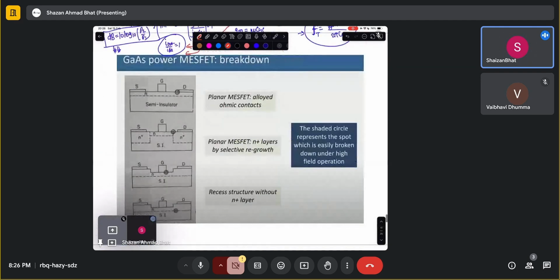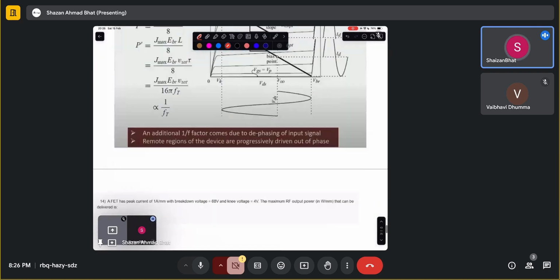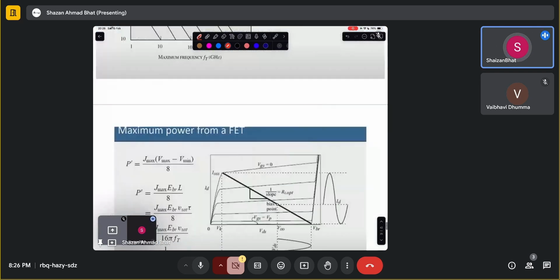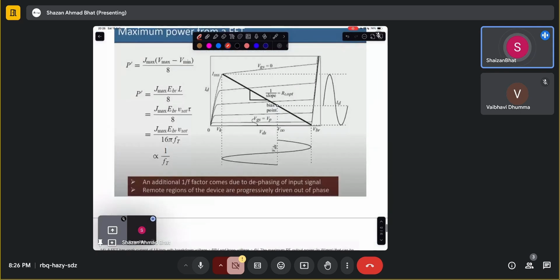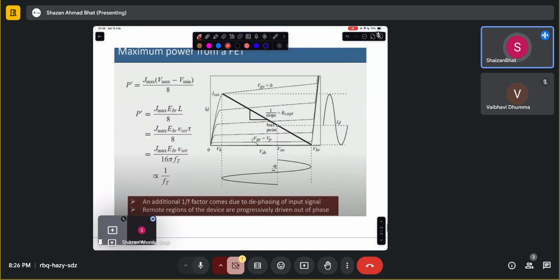Okay, now what else do we have? Now let me jump to this point, because these are material aspects. So this particular figure shows how you can extract the maximum power from a field effect transistor.